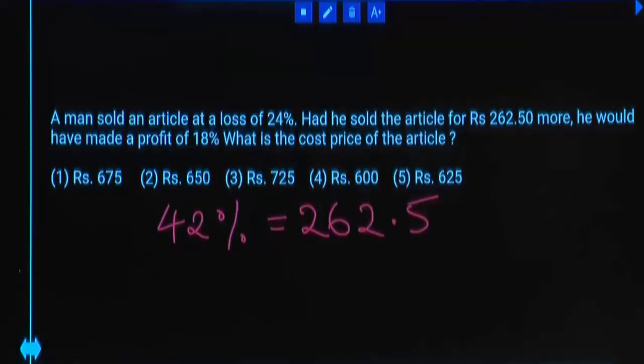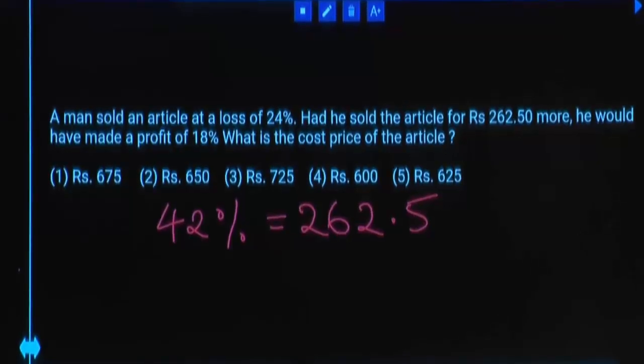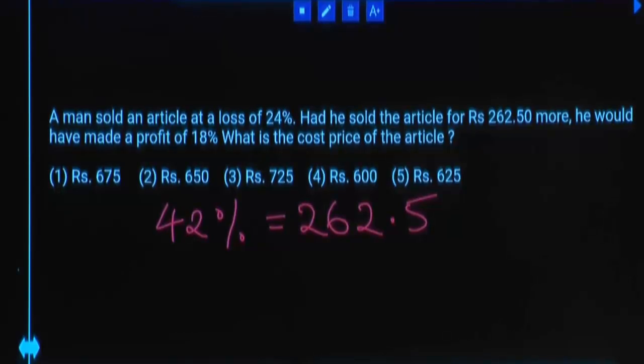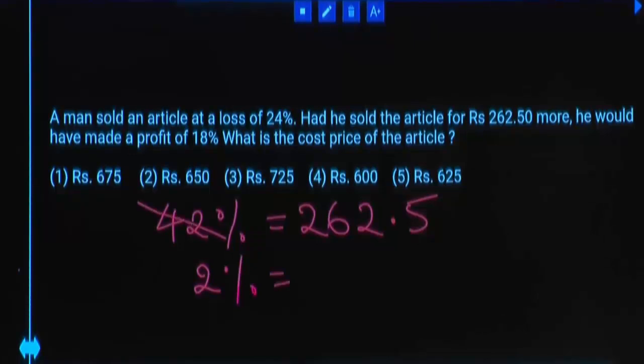But you are asked to calculate cost price, which is 100%. Now let me divide left hand side number and right hand side number by 21. Then 2%, 21 twos, 21 ones, still you have 52, 2 times 0.5. Clear? If 2% is 12.5, 1% is half of 12.5, which is 6.25. If 1% is 6.25, 100% is 625.